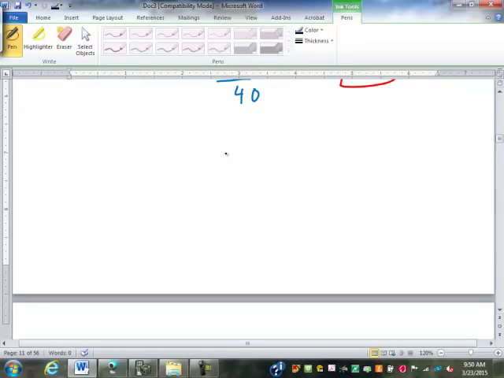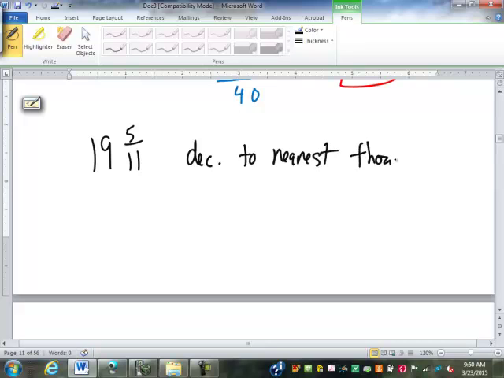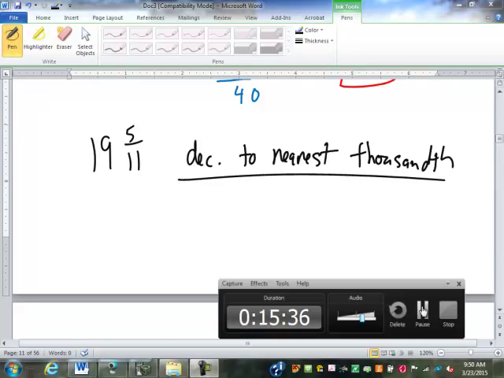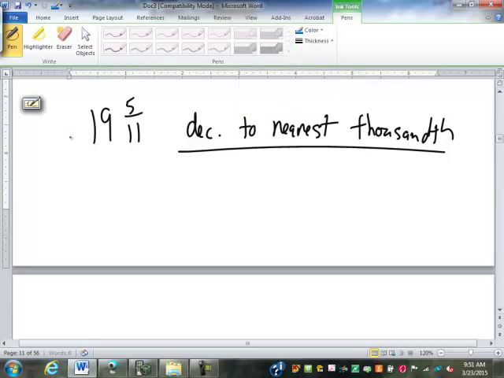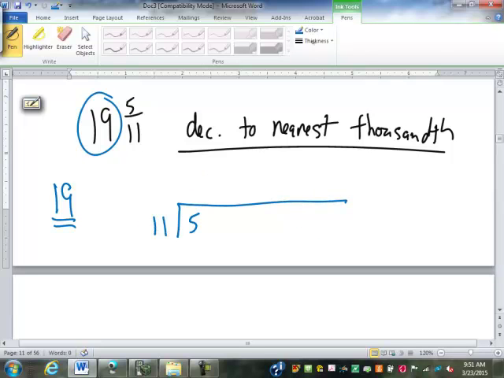What if we have something like this? 19 and 5/11, and I want it in a decimal to the nearest thousandth. Whenever you guys figure that out for me quick, I'll give you a couple seconds. What do we do with the 19? Nothing. All we are dividing out, what's our division going to be over here? 5 divided by 11. Good.